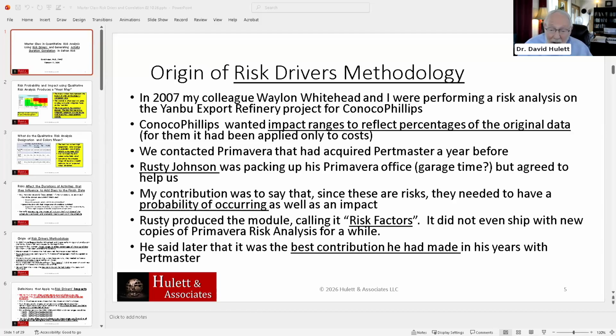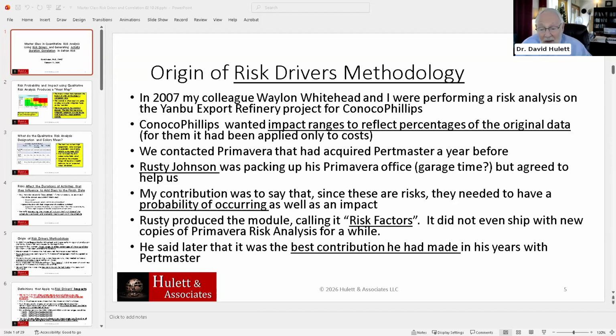My contribution was to say, wait a minute, since these are risks, they really need to have a probability of occurring as well, because all risks have a probability of occurring as well as an impact. And ConocoPhillips didn't care about that. They were going to just make the impact based upon multiplicative factors of the duration of the activities, and therefore implicitly saying every risk is 100% likely to occur. But I'm proud to say that my contribution was adopted by Rusty Johnson, and produced a module called the risk factors module.